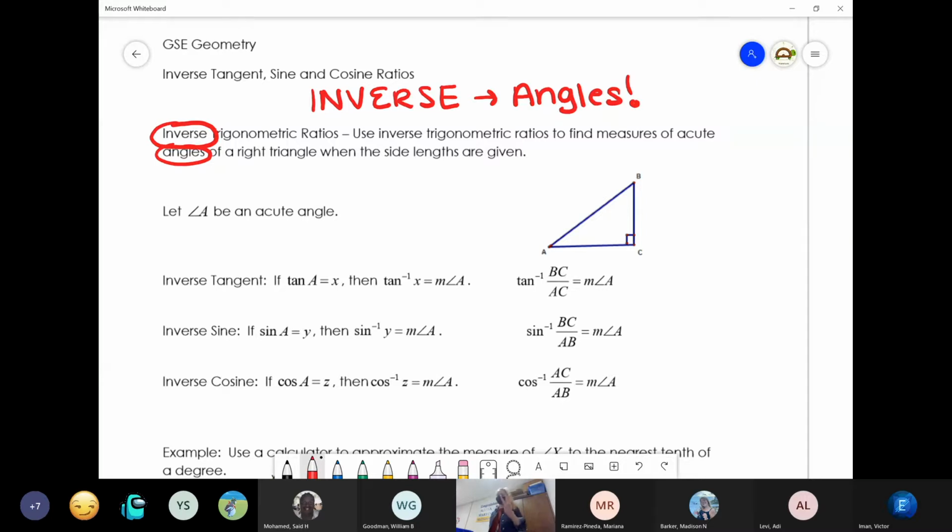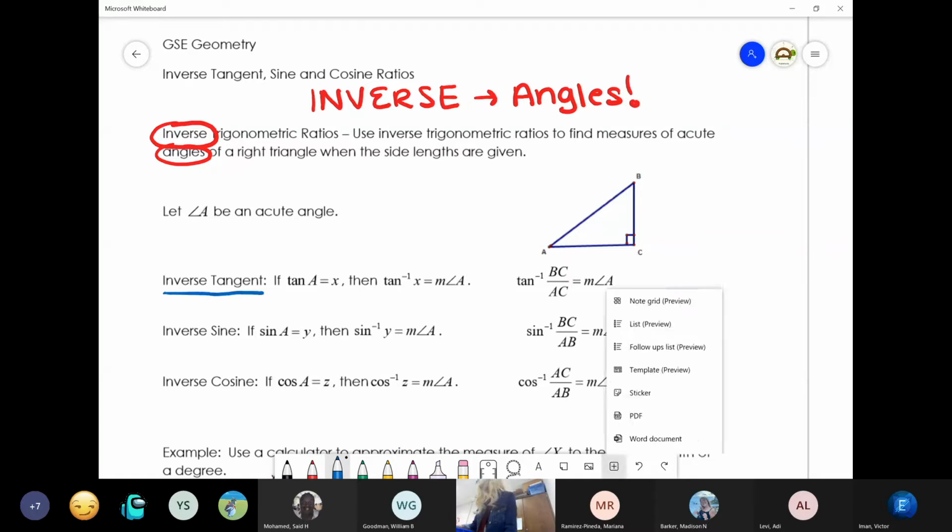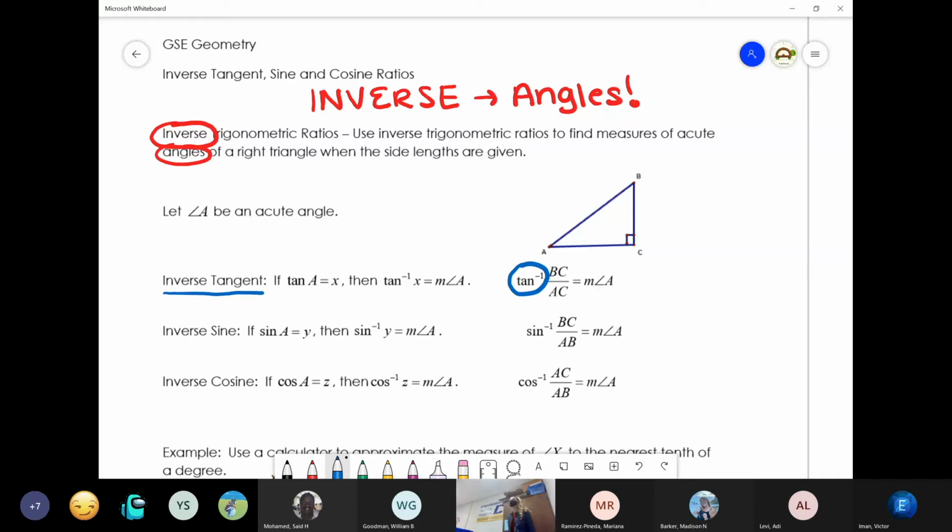And there are three different types of inverses that we're going to have. We have tangent inverse, or inverse tangent, so that's the tangent with the -1. We have inverse sine, that's the sine with the -1. And we have inverse cosine, which is the cosine with the -1. So those are three different calculations we have: inverse tangent, sine, and cosine. The big difference is that we are going to use these inverses whenever we're looking to find angle measures. So whenever we're looking to find angle measures, that's when we're going to be using inverse.